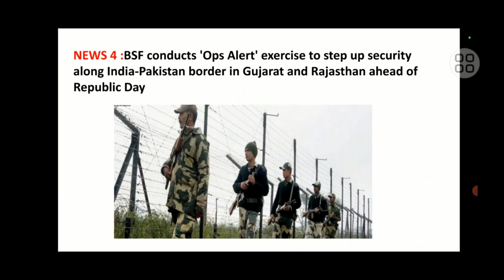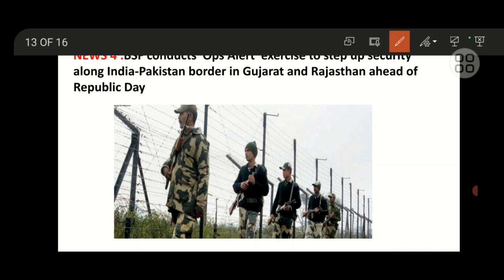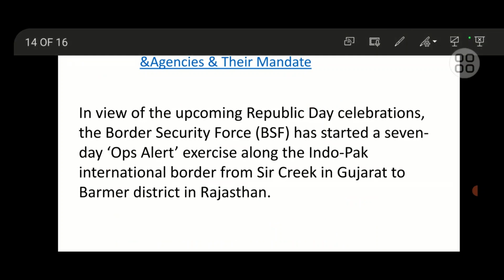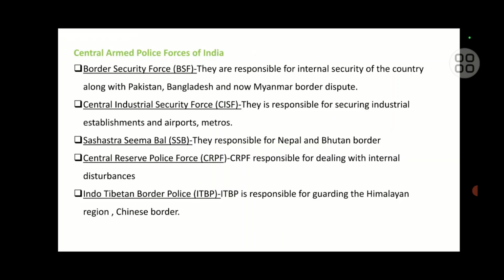The next issue is that BSF conducted an operations alert exercise for the security of the India-Pakistan border, particularly in Gujarat and Rajasthan, because of the coming Republic Day. It comes under GS3. BSF has started a 7-day ops alert. Ops alert is done by BSF. You need to remember this for prelims.